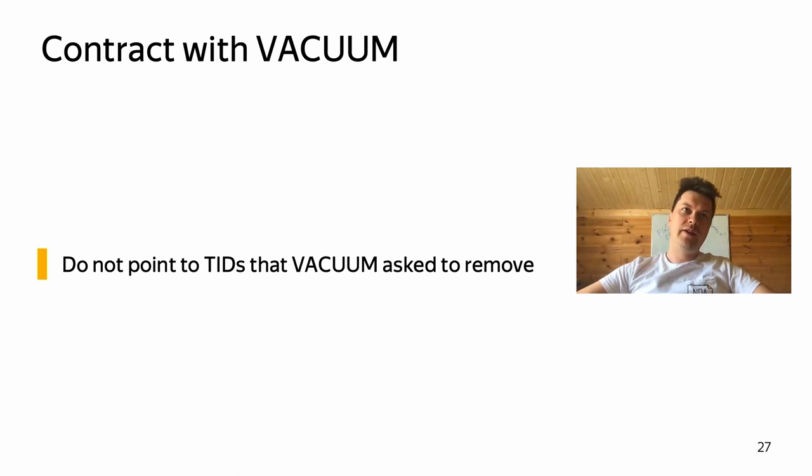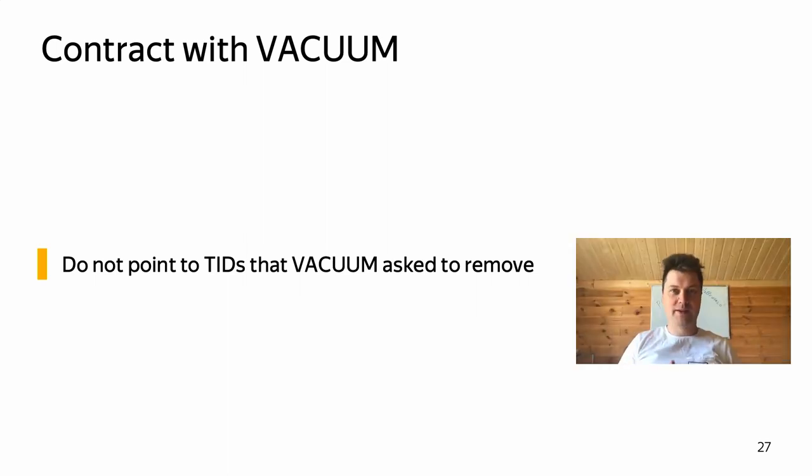Also, one important caveat is your contract with vacuum. For prototypes, you can avoid implementing vacuum at all, but you have to not return tuple identifiers which cannot be found in a heap anymore. So minimal vacuum is standing with this contract, when you are just removing tuple IDs from the index that are not visible, that do not exist in a heap anymore.